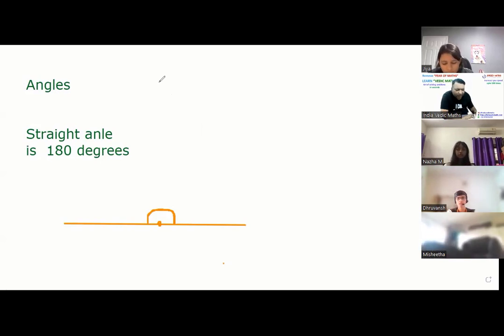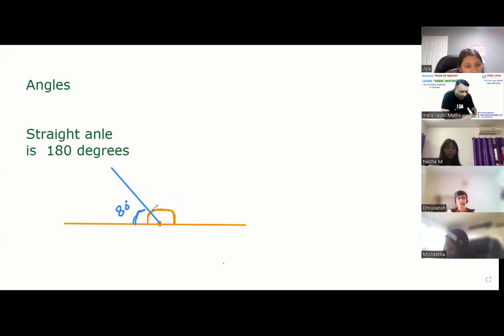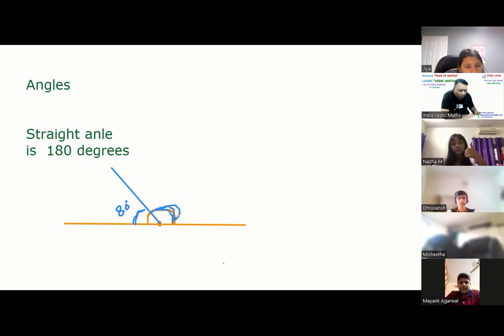If I put another line, blue line, is this line parallel or intersecting or perpendicular? Is it intersecting? Simply intersecting, right, everybody? So, Najaha, if I tell this angle is 80 degrees, is it possible for you to find out this angle, this one? How much? Sir, 100 because 180 minus 80.